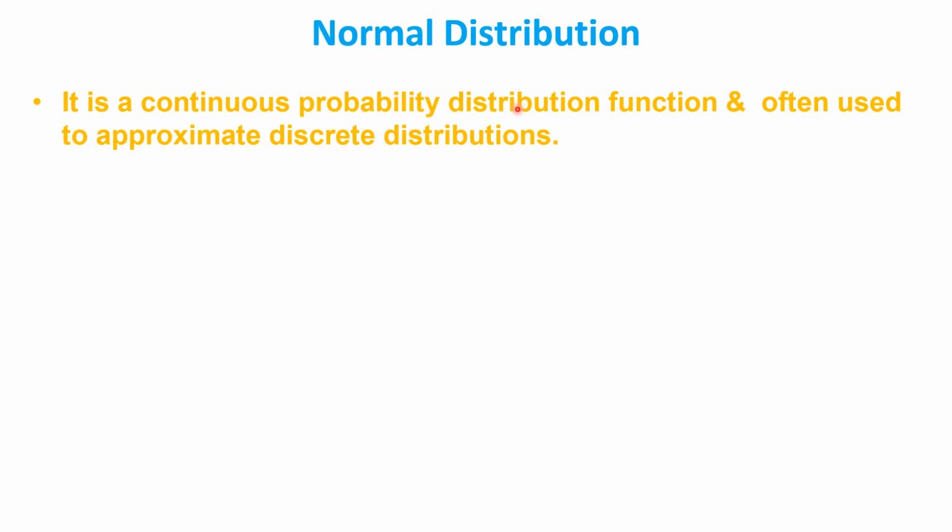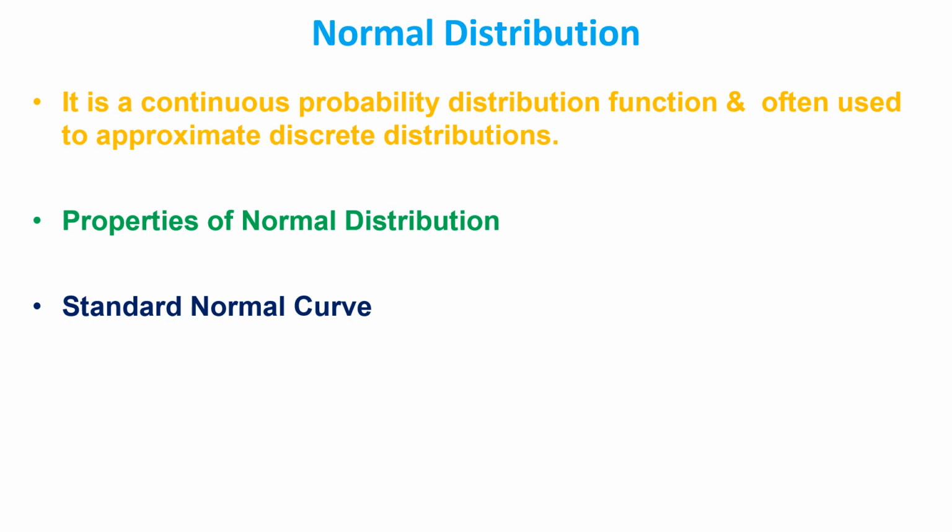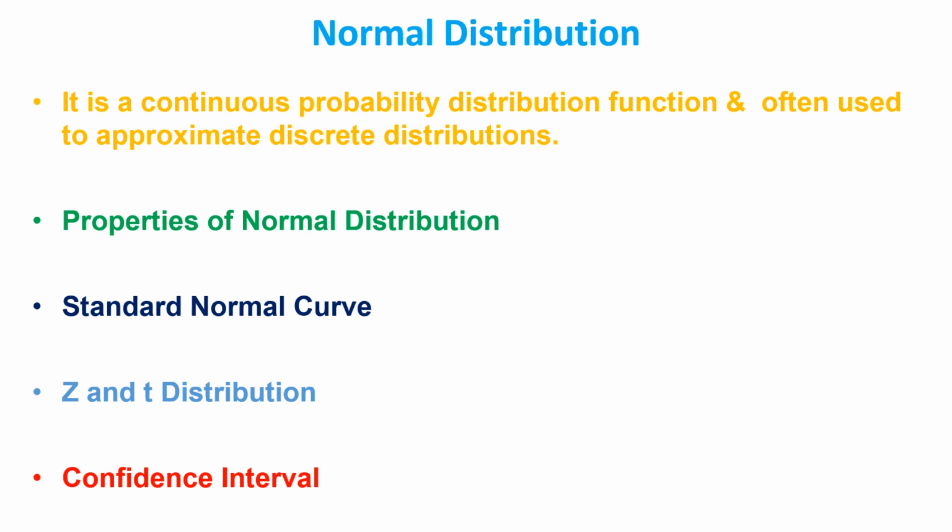Here in this video, we are going to see normal distribution is a continuous probability distribution function and often used to approximate discrete distribution. So what is the meaning of this that we are going to see? We are going to see properties of normal distribution, standard normal curve, Z and T distribution. What is that? We are going to see. And most important thing, what is the confidence interval? These are things which we are going to see in this video.